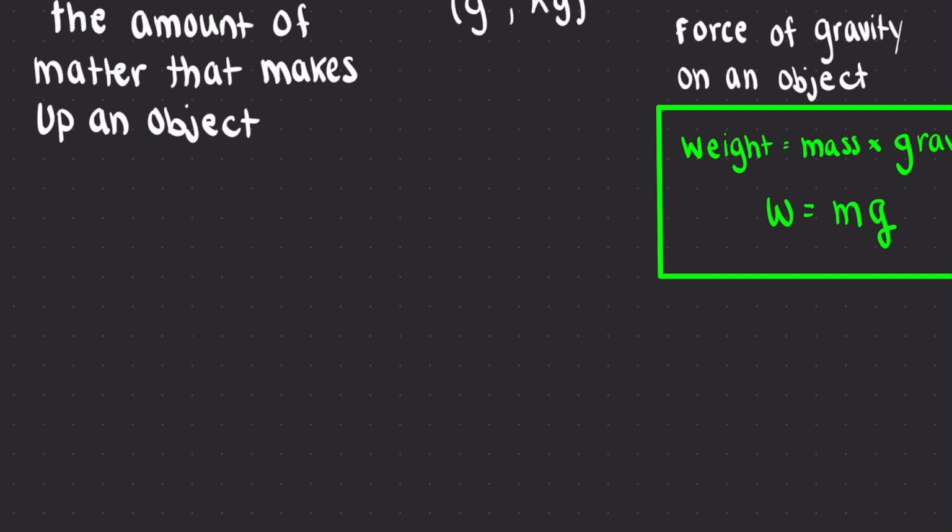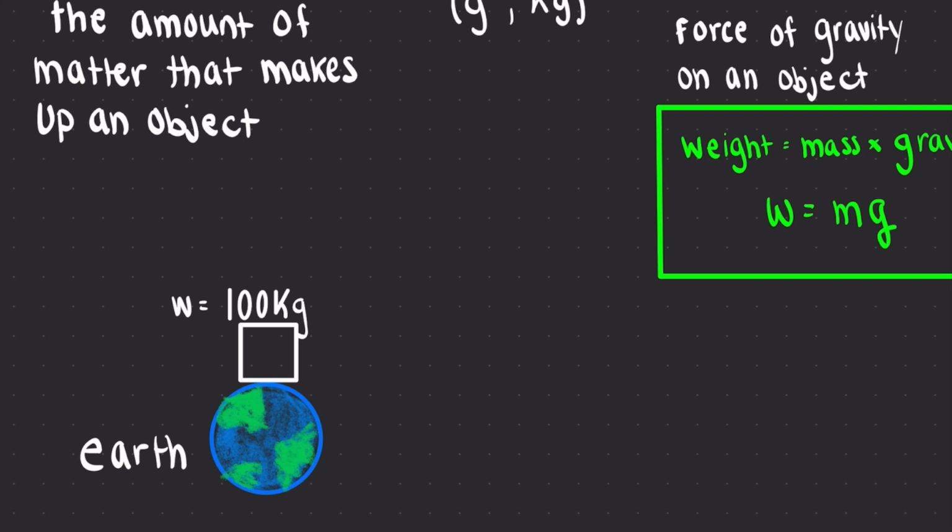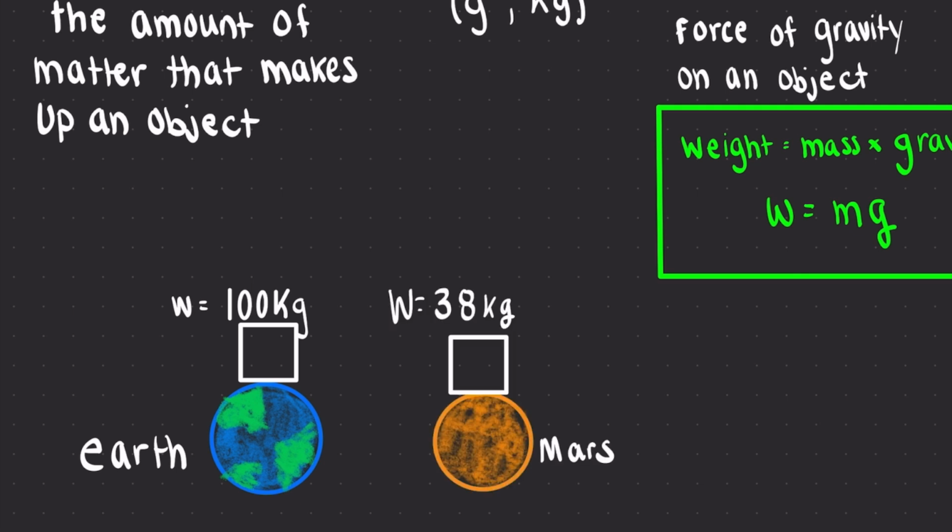Let's illustrate the difference between mass and weight even further by taking a look at what happens if we have an object that weighs 100 kilograms on Earth. If we were to take that same exact object and bring it to Mars, its weight would be 38 kilograms. Now that's a pretty big difference, and that's because the gravitational pull on Mars is different than on Earth. But the most important thing to remember is that the object has the same mass no matter where it is.